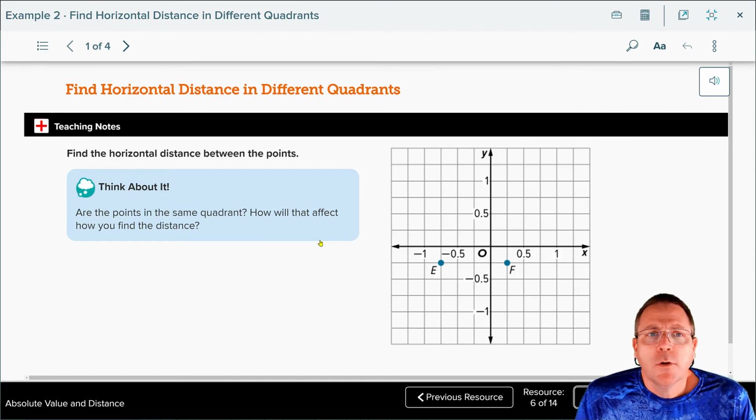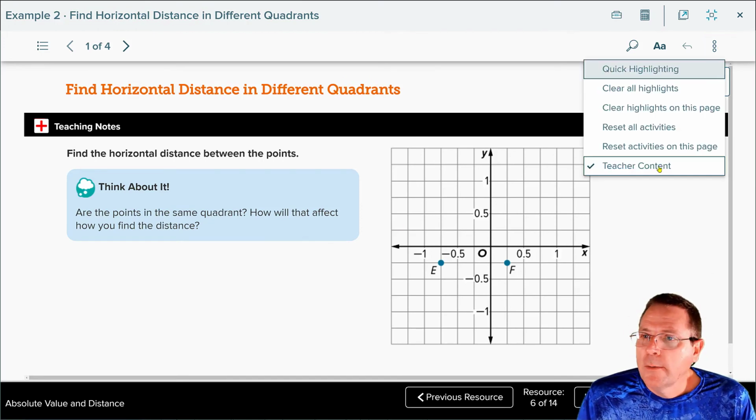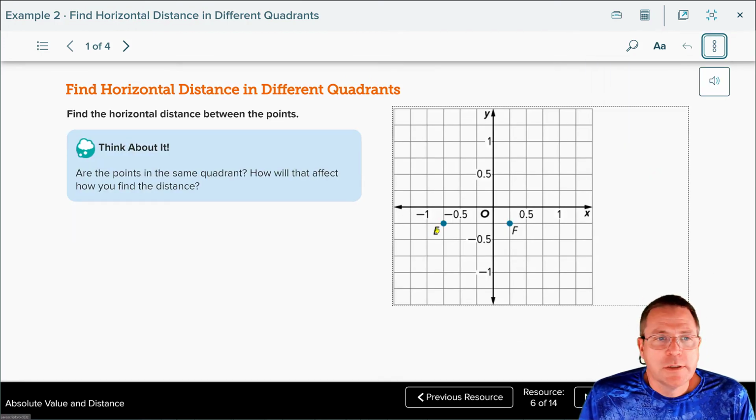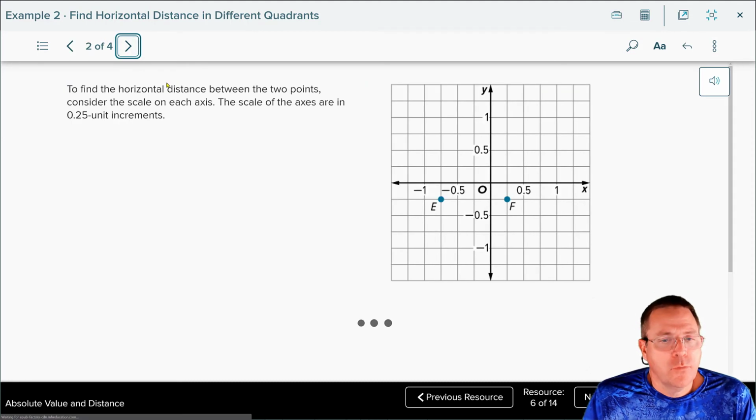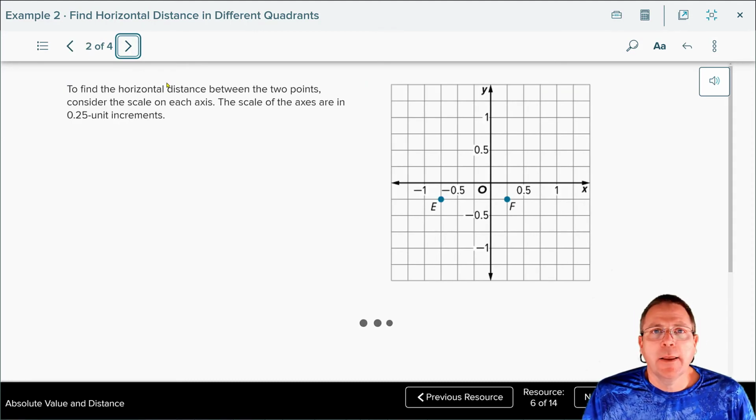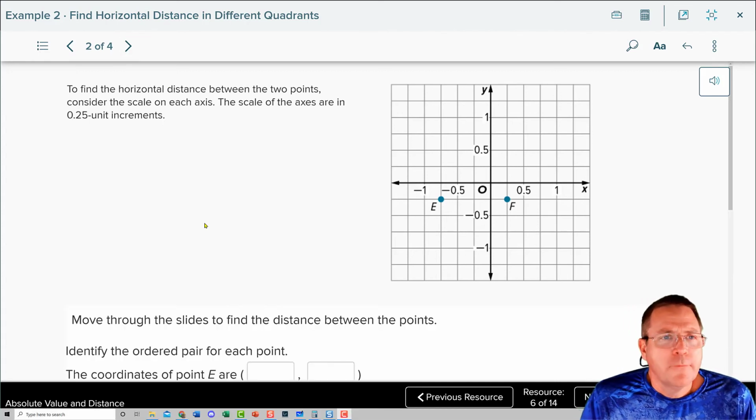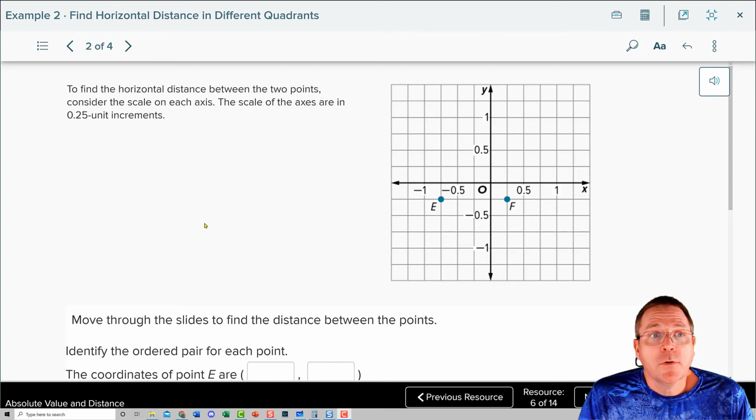Now we need to take a look at what it would look like if they were going to be in different quadrants. So you can see here E and F are in different quadrants, and what the instructions said was you find the absolute value of each one of these points, and then you would subtract them. So we're going to go through the slides and see exactly how they say to do this, nice and slow. To find the horizontal distance between 2 points, consider the scale on each axis.